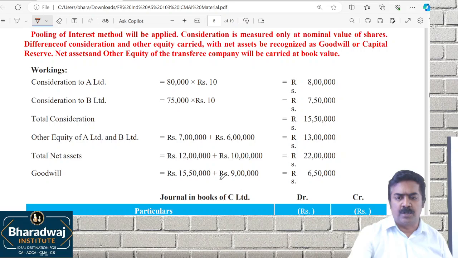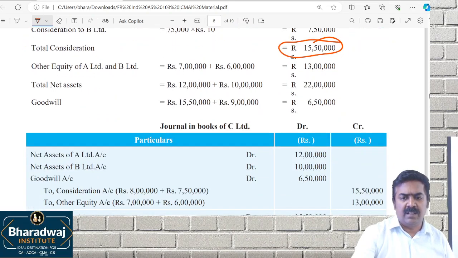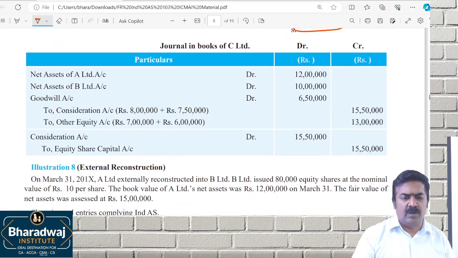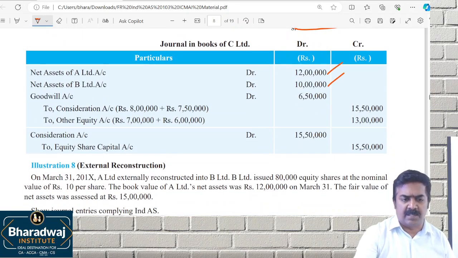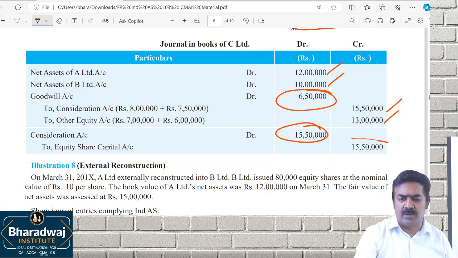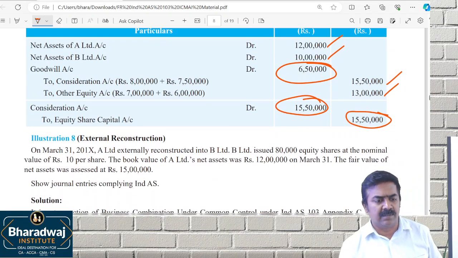Can check the workings also. 8 lakh, 7 lakh 50,000, total 15 lakh 50,000. Other equity, reserves and surplus they added, total net assets they added. The difference is what? Goodwill. They would have passed: net assets of A Limited, net assets of B Limited, to consideration, to other equity. Balancing figure is which one? Goodwill. Consideration account debit to which one? Equity share capital.